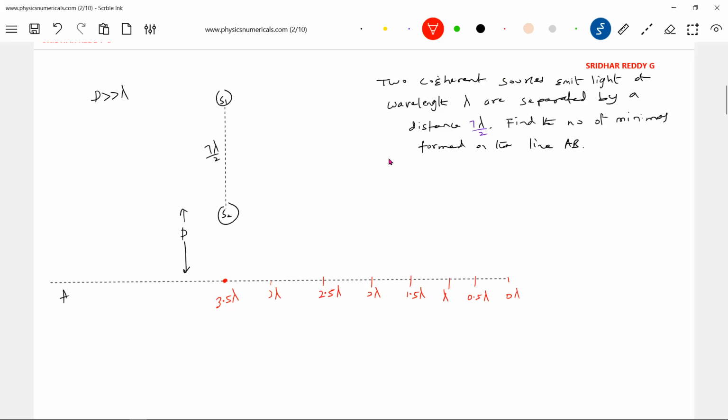And somewhere the path difference will be 0, where at infinity. Similarly, on this side, 3 lambda, 2 lambda, 1.5 lambda, lambda. This will be at infinity. Okay, got this.